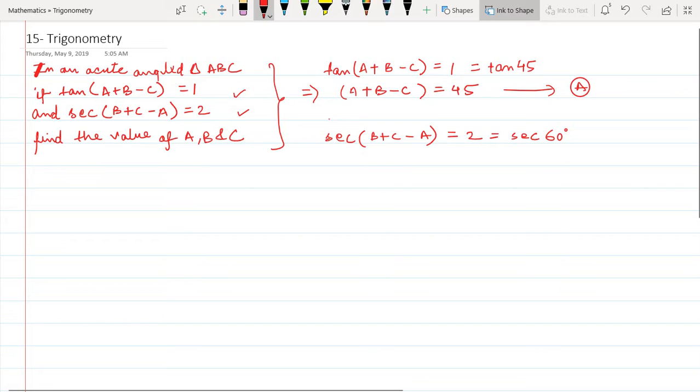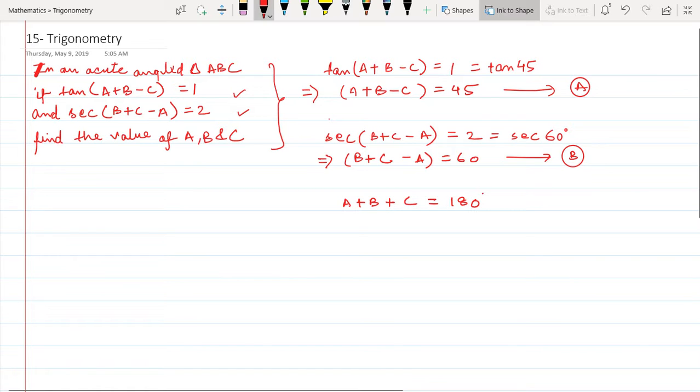Okay, so I have A plus B minus C is equal to 45 and B plus C minus A is equal to 60. So let me put that second condition here. This implies that B plus C minus A is equal to 60. This is part B. I also know that A plus B plus C is equal to 180 degrees.